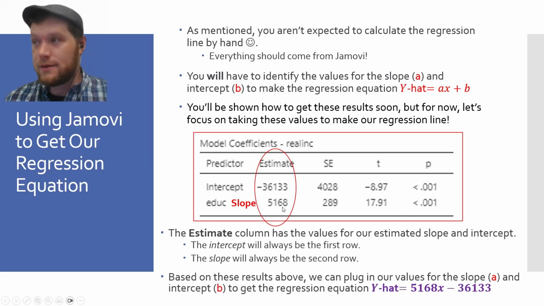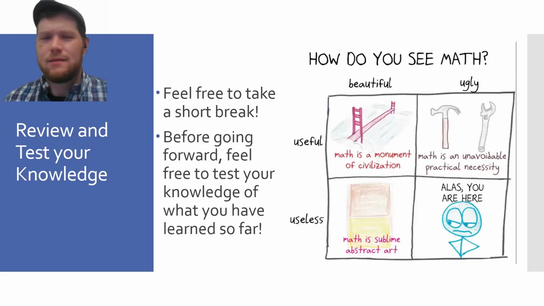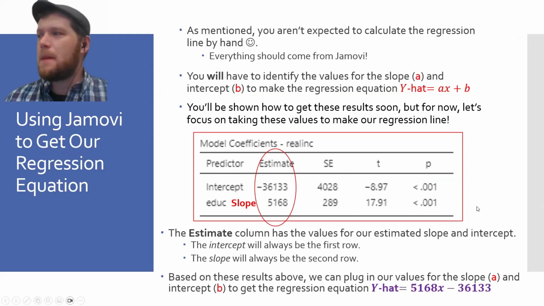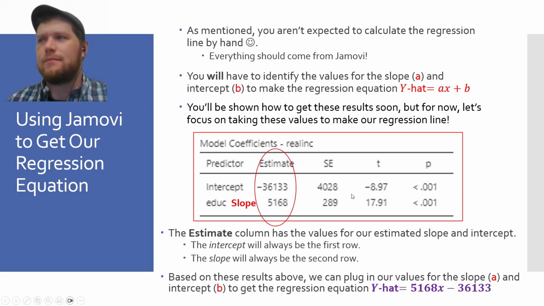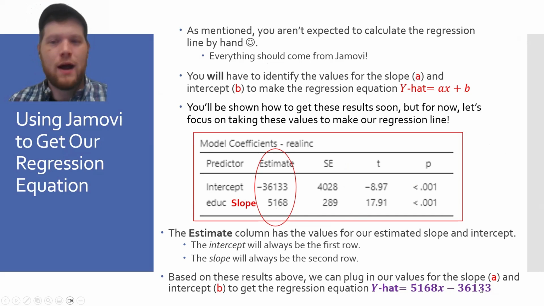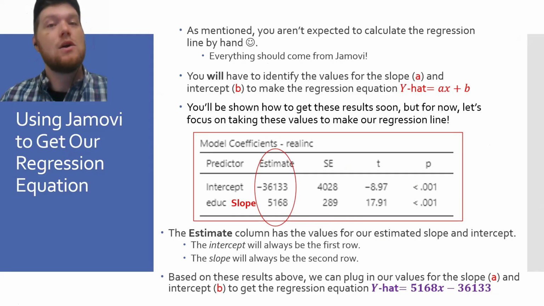And based on these results, I can plug into the regression equation. That line, based on this data, would say that y hat is equal to 5,168 x minus 36,133. And all I did was take those numbers, plug in for A, plug in for B, and write y hat equals. That's all you have to do. It gives you the regression equation that estimates what we think the line should be.